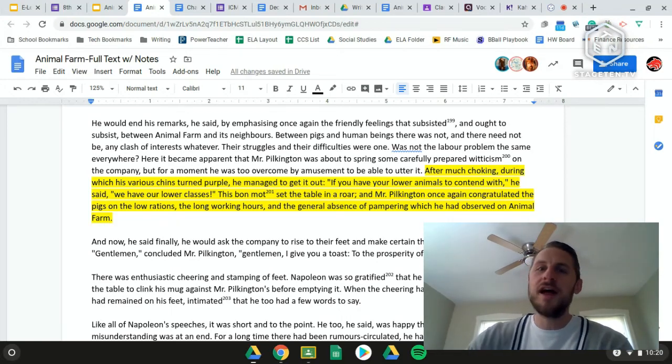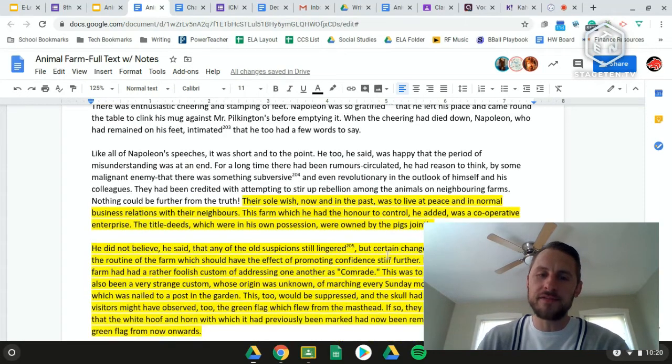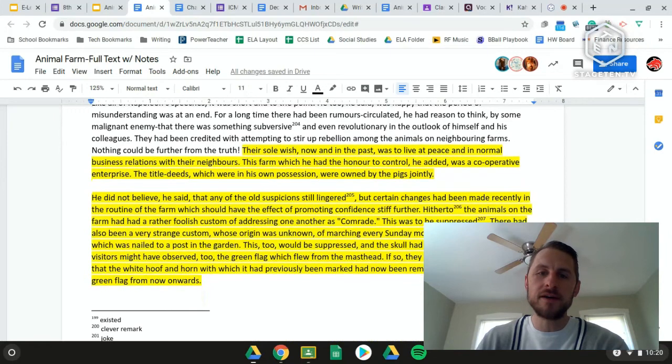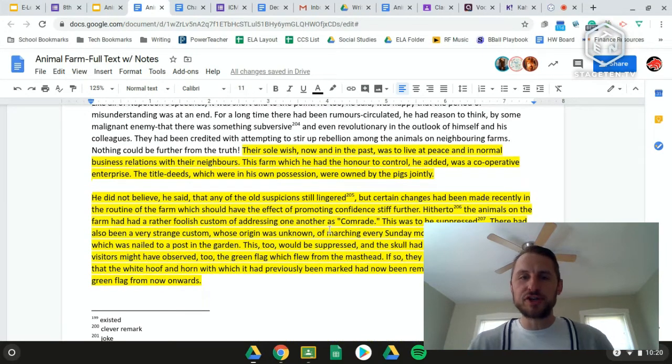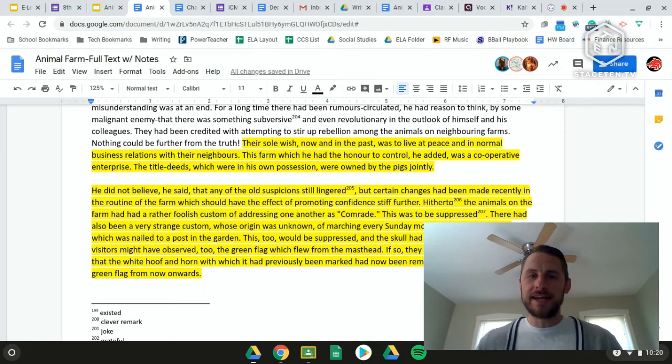And so it's just obviously, clearly, the humans recognize this situation as where there is a lower class of animals, there is a separation, and again, it's very sad that the other animals cannot see this. Okay, and then finally, we have this speech given by Napoleon where he says their sole wish is to live at peace in normal business relations with the other humans. And he talks about how he's going to get rid of the animals on the farm calling each other comrade.